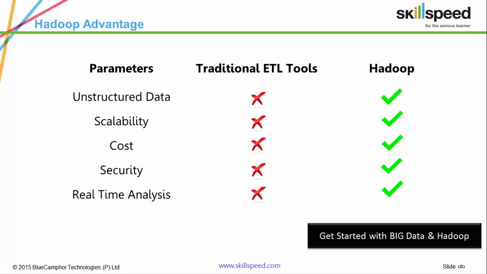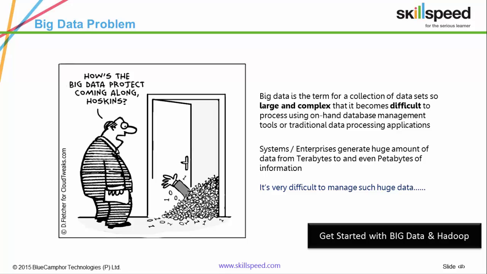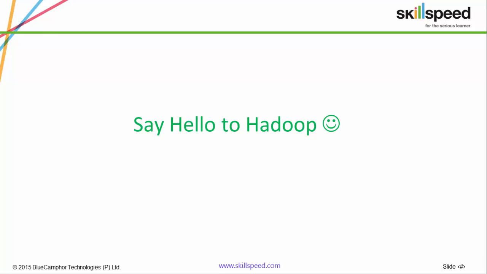Before we move on, let's understand what big data is. Big data is a term for a collection of datasets so large and complex that it becomes difficult to process using traditional database management tools and applications. Apache Hadoop is not a language, neither a tool. It is a framework that allows distributed processing of large data sets across clusters of commodity computers.